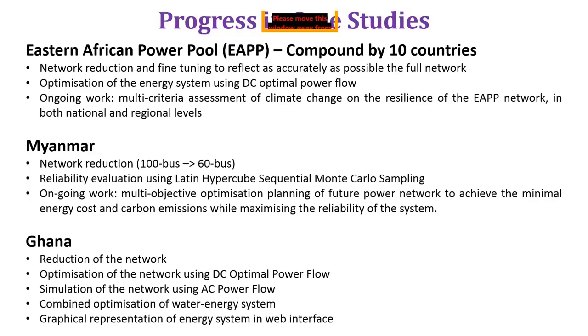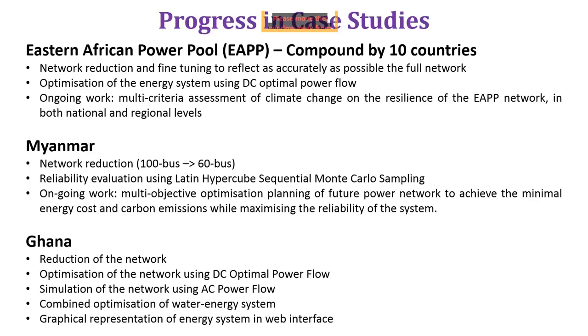Now, for Myanmar, we have also applied the network reduction. Even if Myanmar is a small network compared with the EAPP, it's still difficult to deal with. So we needed to reduce it as well. We reduced it from 100 buses to 60 buses. We have also performed reliability studies in the Myanmar network using Latin hypercube and sequential Monte Carlo sampling. And the ongoing work is a multi-objective optimization planning for the future power network to achieve the minimal energy cost and carbon emissions while maximizing the reliability of the system.